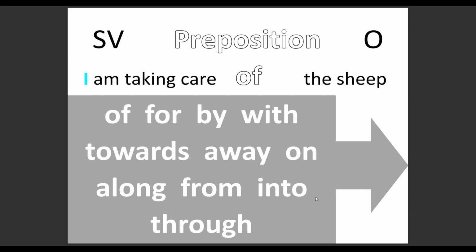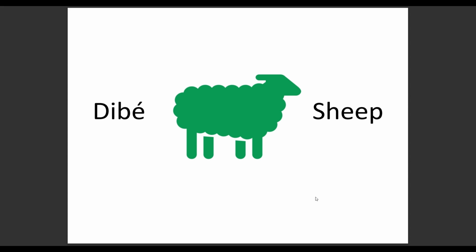The example sentence I'm using is, I am taking care of the sheep. Of goes before the object, sheep. Without the preposition of, the sentence will not make sense. If you were to say, I am taking care the sheep, the word of is required in this sentence. So remember, in Navajo, the word debe begins the sentence. Since it's the object, it goes first.